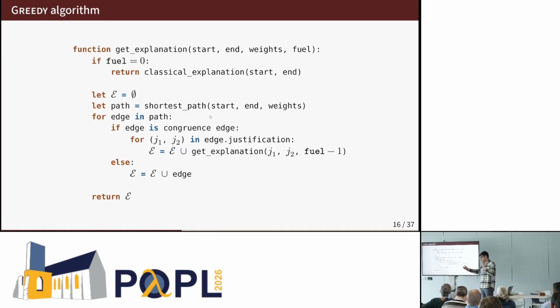And then if the explanation is too deep, we just give up and use the classical algorithm, which has a better complexity. But in the general case, what we do is find the shortest path between the two terms, just using Dijkstra's algorithm or something. And then for every edge in that path, if it's just an equality edge, we add it to the explanation. But if it's a congruence edge, we go through its justification and explain everything recursively, of course decrementing the fuel.